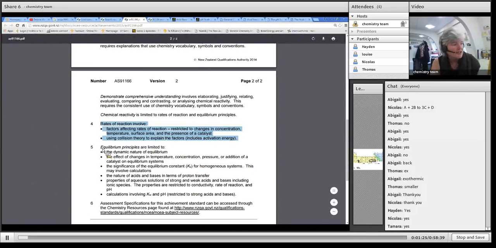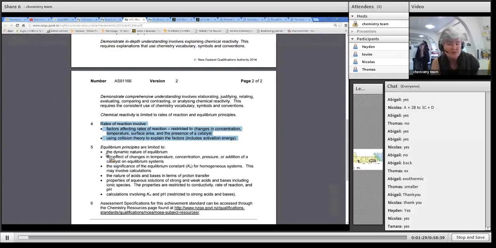Then what we looked at was the equilibrium, how it works, and the equilibrium constant. So what is equilibrium and what affects it? Remember the dynamic nature.